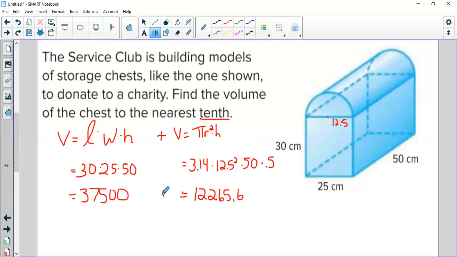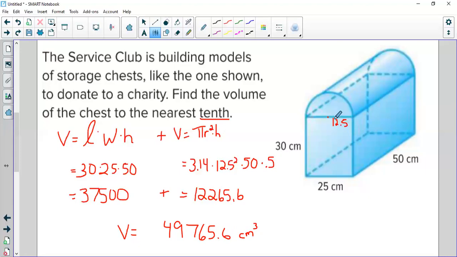And now these two numbers have to get added. So I've got 37,500 plus 12,265.6 for a grand total volume of that composite figure of 49,765.6. And adding a label of units. Well, these are centimeter labels. And volume is always a three-dimensional or cubic unit. Jackpot. One down, one to go.